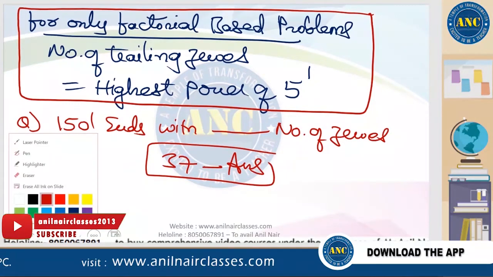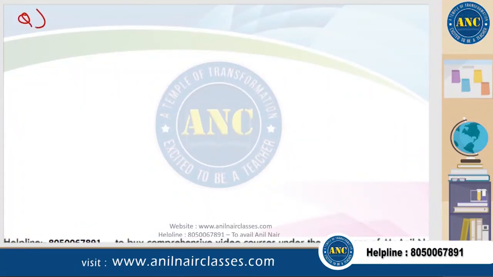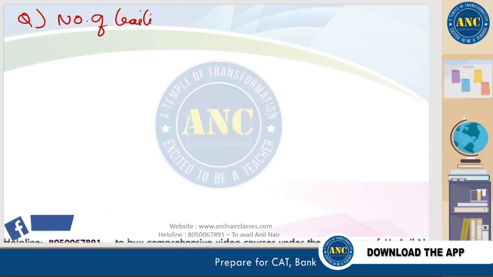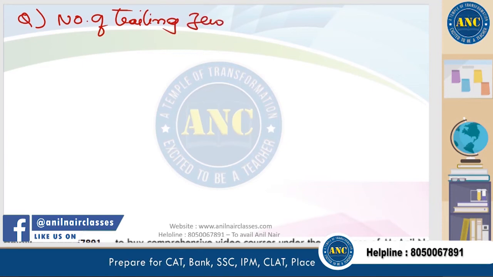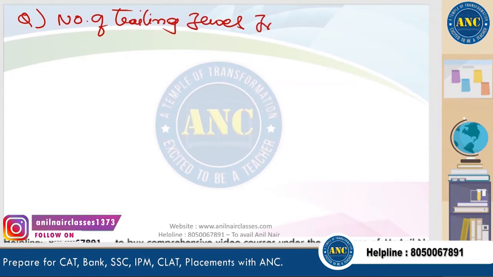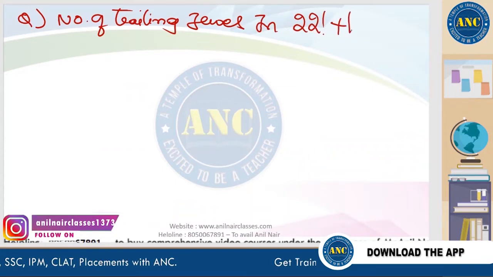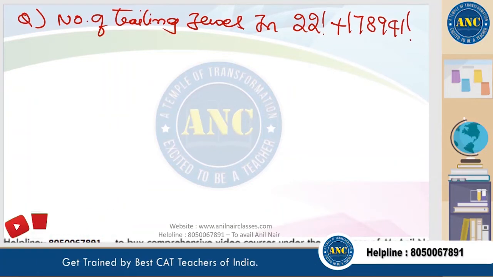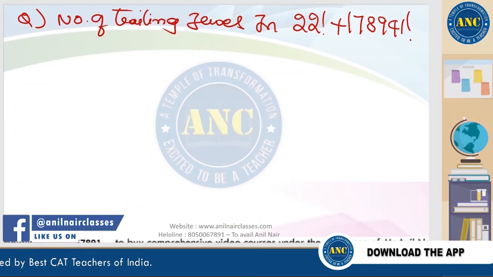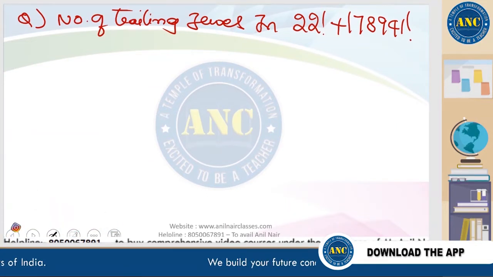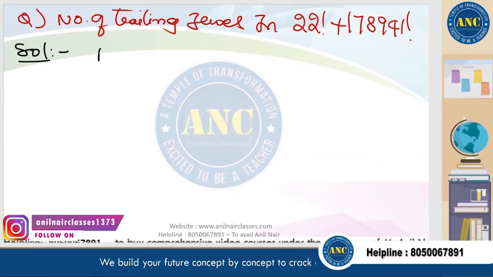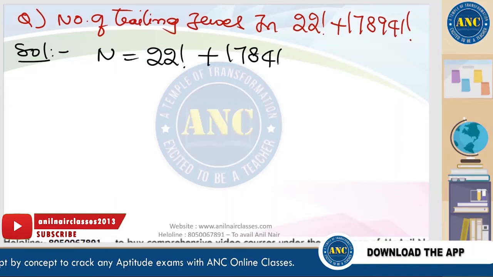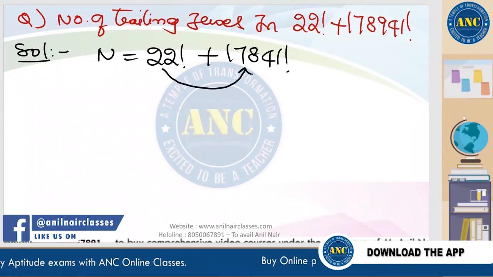Write one more question. Find the number of trailing zeros in 22 factorial plus 178941 factorial. So see here, another good question. A number is given. What is the number? The number is 22 factorial plus 178941 factorial. This number is a part of this number.